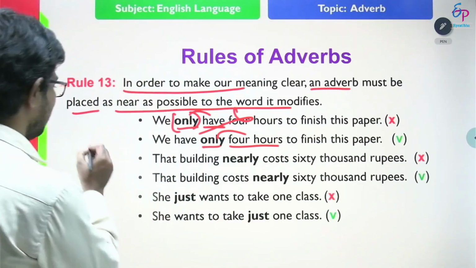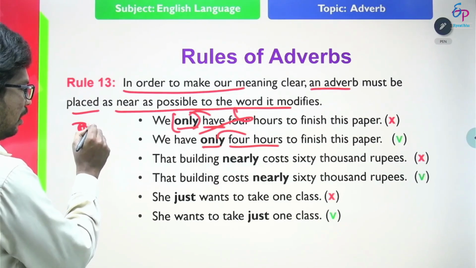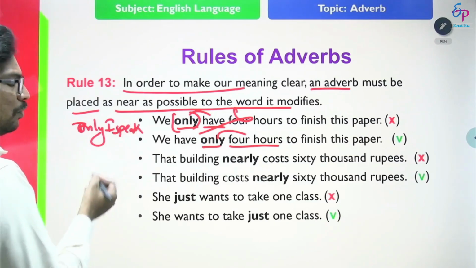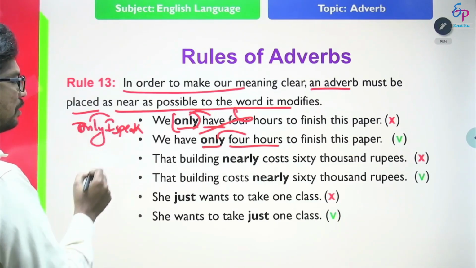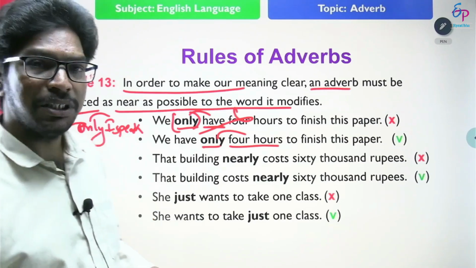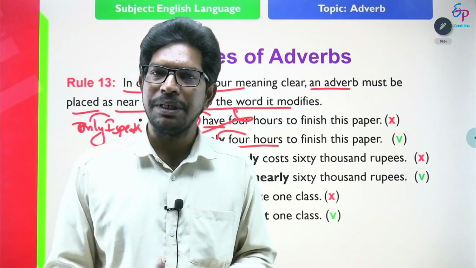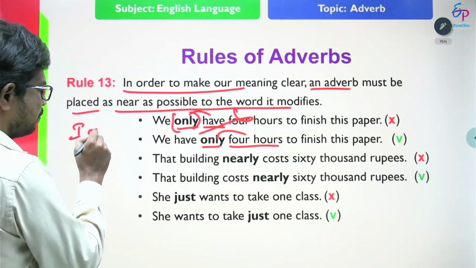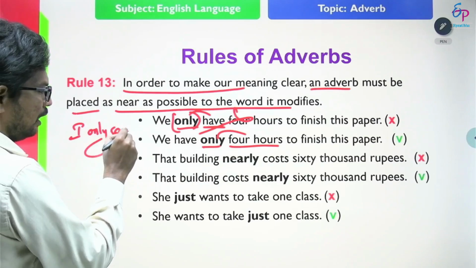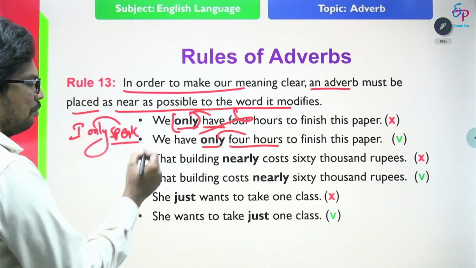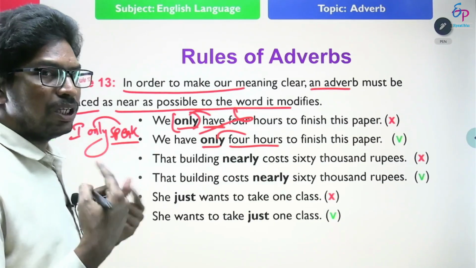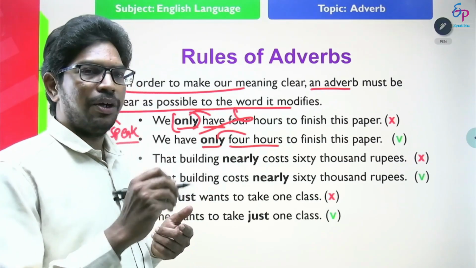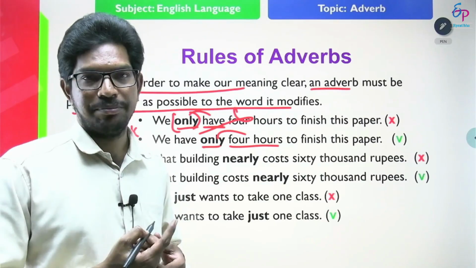So for example, "Only I speak." If I say "only I speak," the word only is placed before "I." The meaning of "only I speak" is that nobody else speaks here, only I speak. If I say "I only speak," only is placed before the verb. That means I only speak. I don't write, I don't read, I only speak.